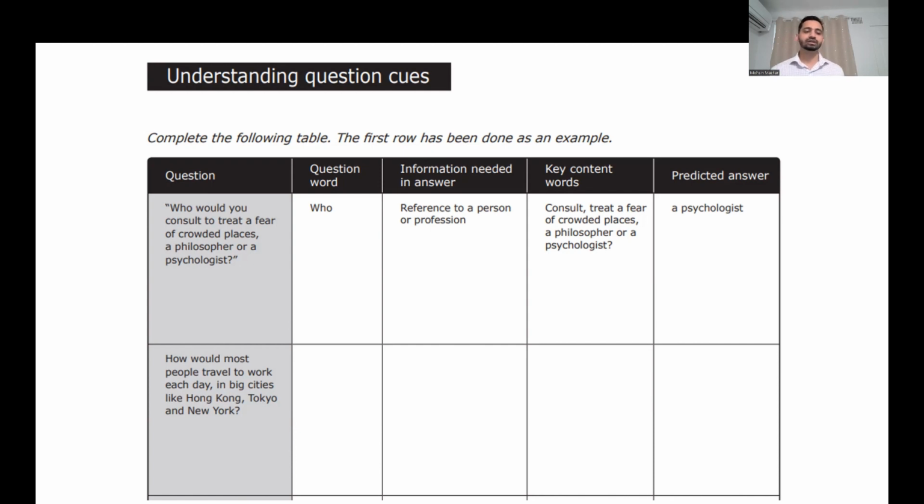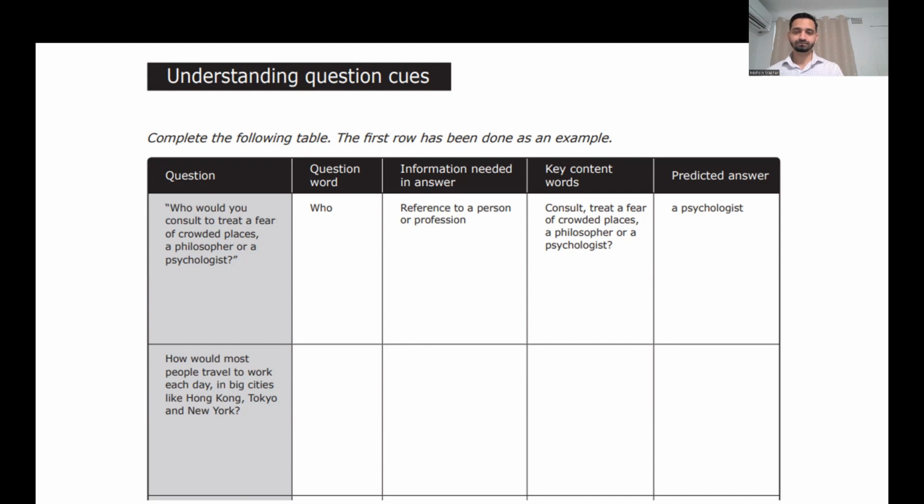This one asks you, how would most people travel to work each day in big cities like Hong Kong, Tokyo, and New York, right? So here you can see the question word. You might have guessed it. I'll give you time to do this on your own, but I'm going to stop here and share more questions first. You do it on your own, and then we will come back and do it together.